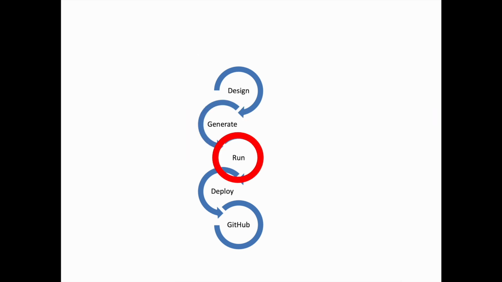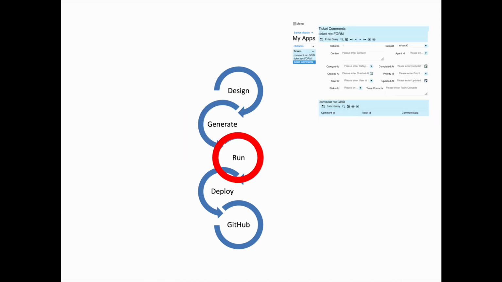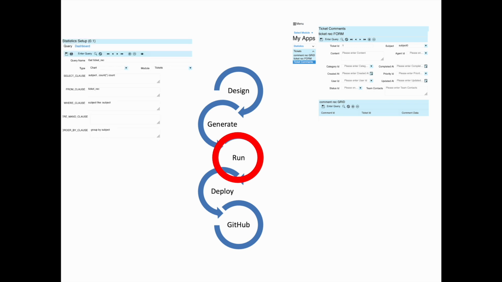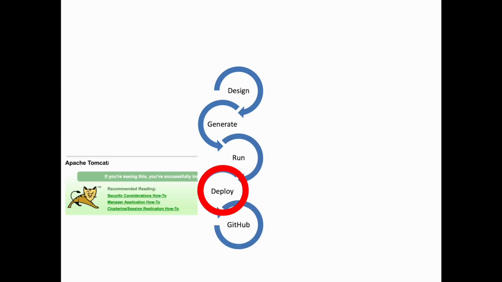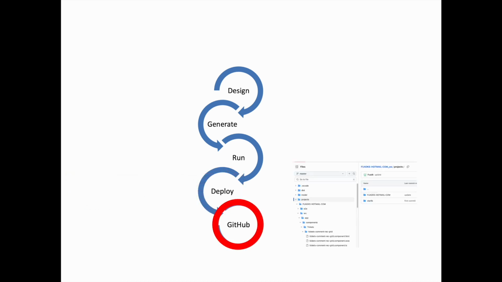We will then run the application, showing the menu, admin, reports, charts, and rules. Then we'll show deployment on Tomcat application server. Finally, we will show the generated source code on GitHub.